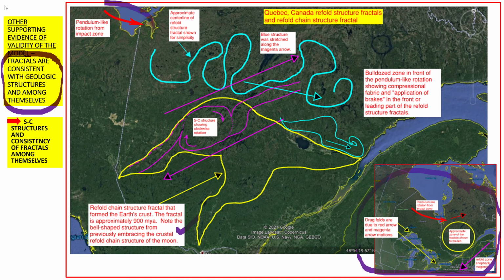So there are some basic forces here. If you look at the upper right, this is the pendulum-like rotation from the impact zone, so you're getting that tremendous sweeping motion. You can see that in the lower right insert, shown in red. Due to that, there are some little subzones with shearing, as shown from this SC structure here. I showed the approximate center line of a refold structure, and we put the center line in so it's not cluttering up the diagram.